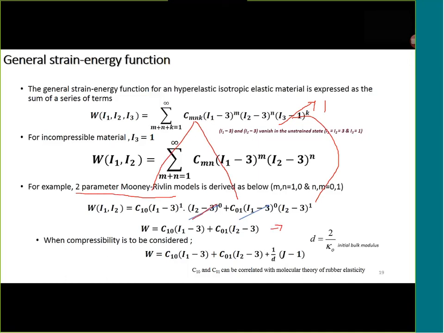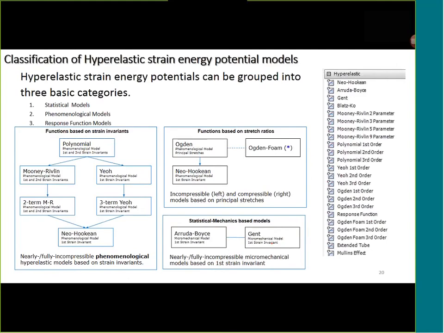I have shown this from this equation without considering the compressibility effect. If there is a compressibility effect, we could account for it by adding a volumetric term to this equation so that we can account for the small amount of compressibility that exists in the material. Having understood the foundation for writing strain energy potential for any hyperelastic material.